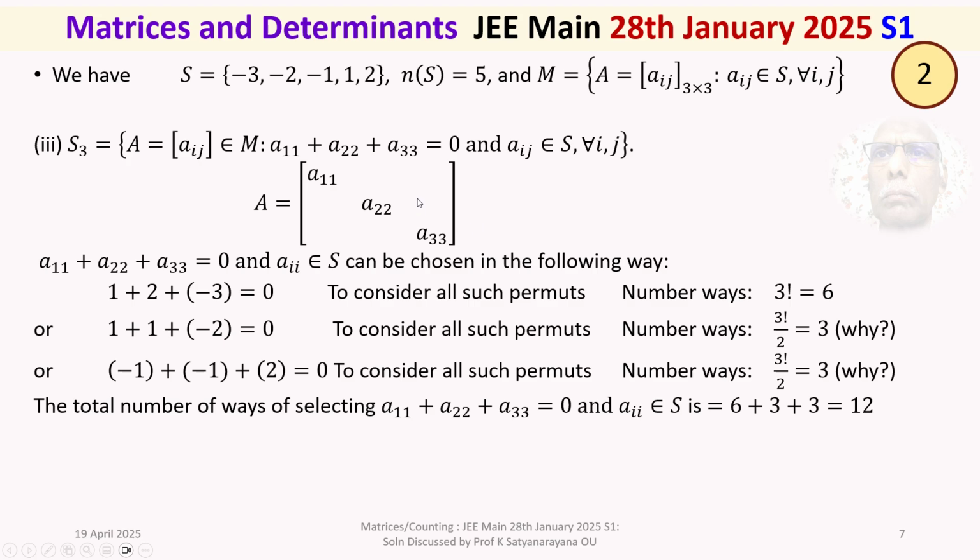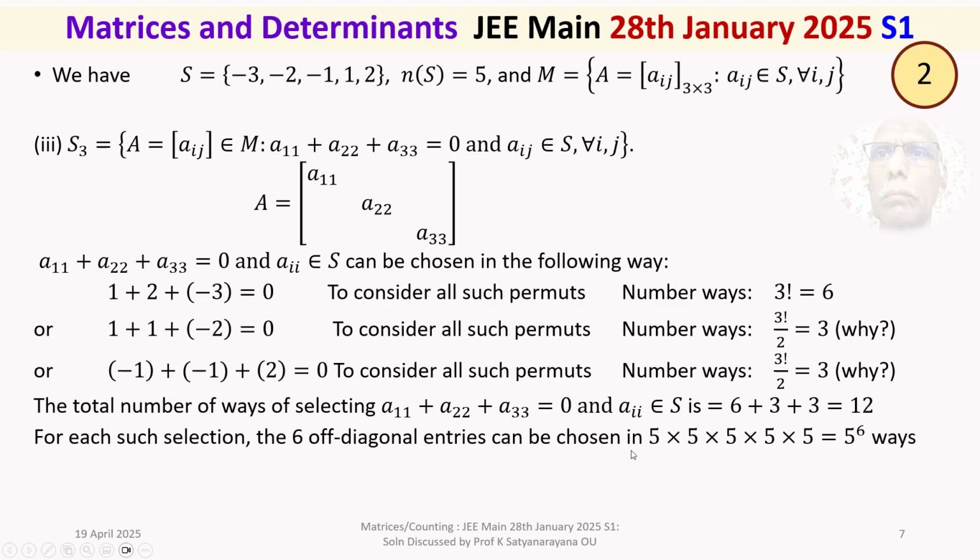You are using the product rule of counting. For each such selection, the 6 off-diagonal entries can be chosen in 5 into 5 into 5 into 5 into 5 into 5, that is 5 to the power of 6. It is the product rule. And therefore n of S3 will be 12, the number of ways of selecting the diagonal, multiplied by 5 to the power of 6. You are using the product rule of counting. n of S3 is equal to this. So now we are ready to count n of S1 union S2 union S3.